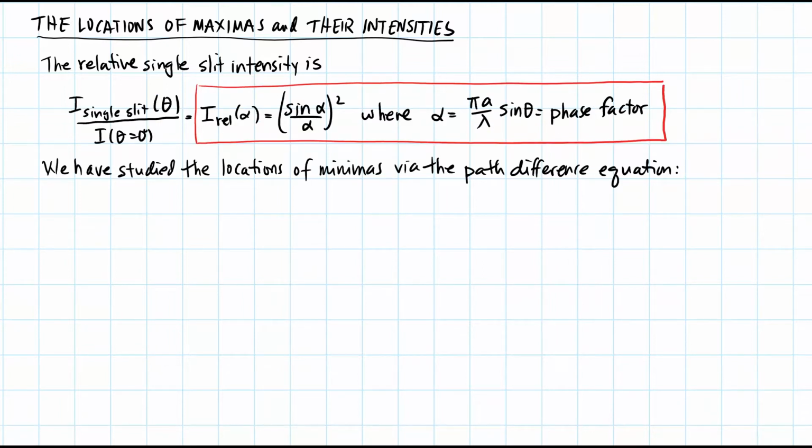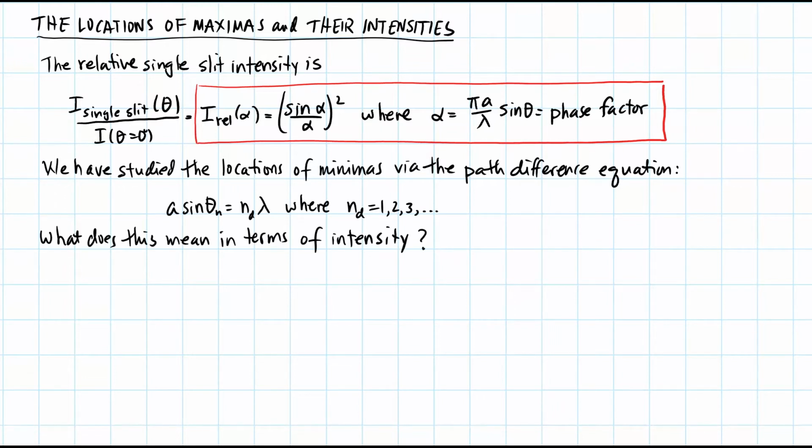What we do know about diffraction is the locations of the minimas, and we use that via the path difference equation to understand this. In this equation, we have to ask, what does this mean in terms of the intensity? Clearly, minimas imply that the relevant intensity must be 0. But what are the conditions that you have 0 intensity?